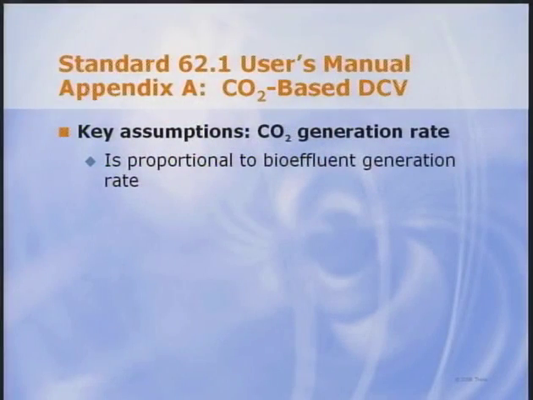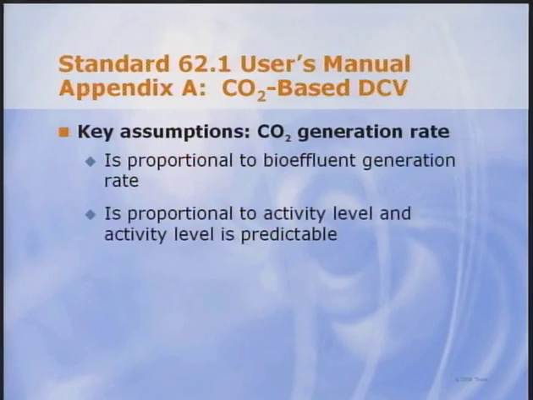The derivation of the CO2 ventilation rate equation includes two key assumptions. First, it assumes that CO2 is generated at a rate proportional to the rate that odorous bioeffluents are generated. These bioeffluents are what we are trying to dilute. They are the fundamental reason why Standard 62 includes an occupant component to the space ventilation rate.